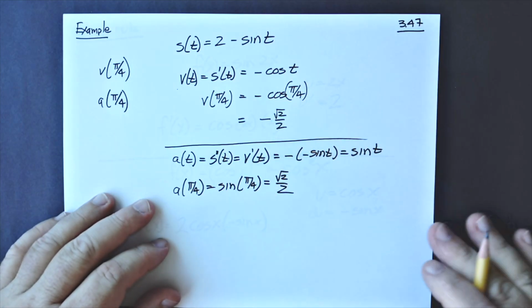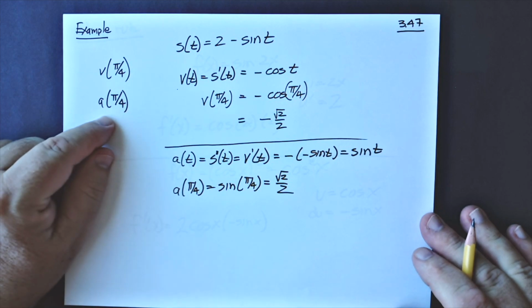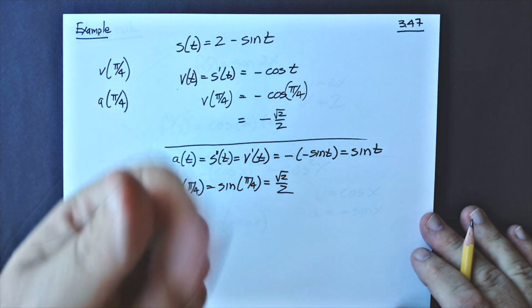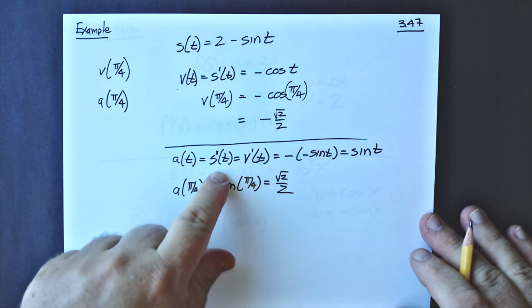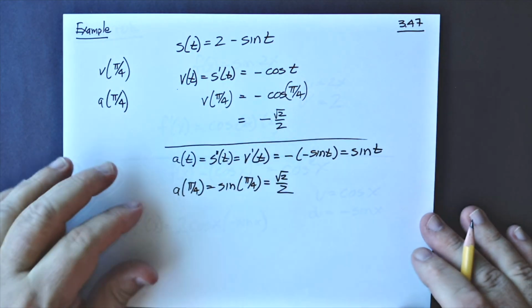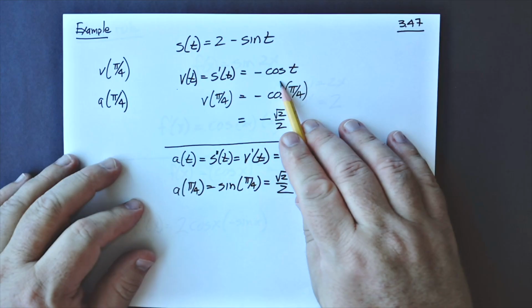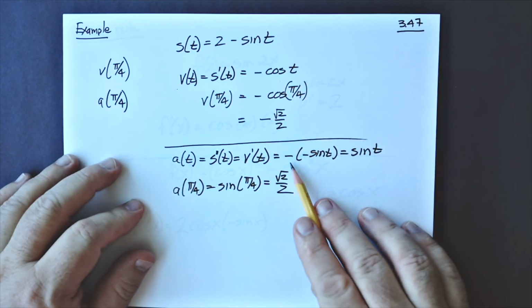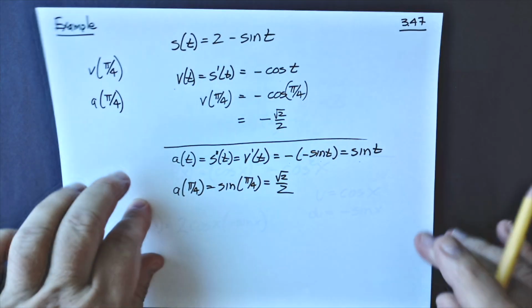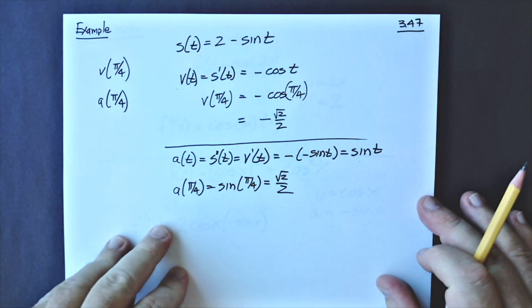No worries. Again, we repeat the process. Now we want to know what the acceleration is. Well, the acceleration is the second derivative of the position function or the first derivative of the velocity function. Well, here's our velocity function. So we just take the derivative of that. Well, the derivative of the cosine is the negative sine, but there's already a negative here. So this is negative negative sine, which would be sine. So then we evaluate that at pi over 4. So the sine of pi over 4 is just square root of 2 over 2.